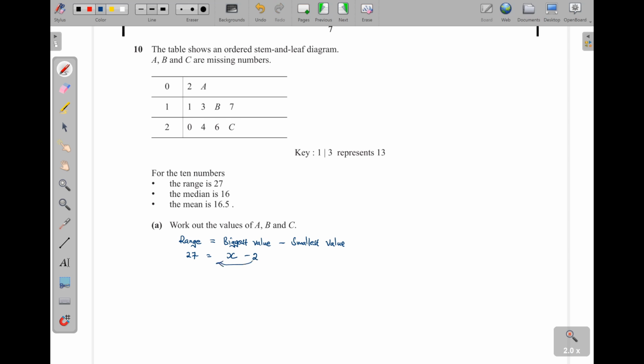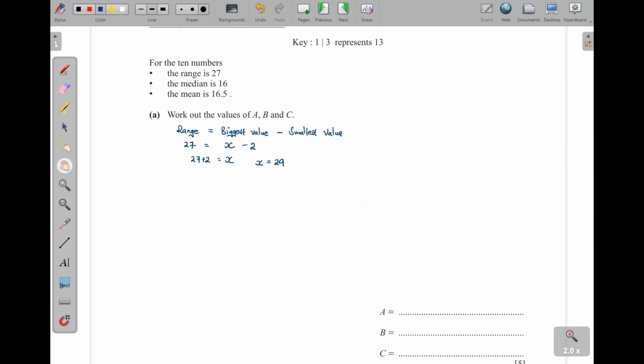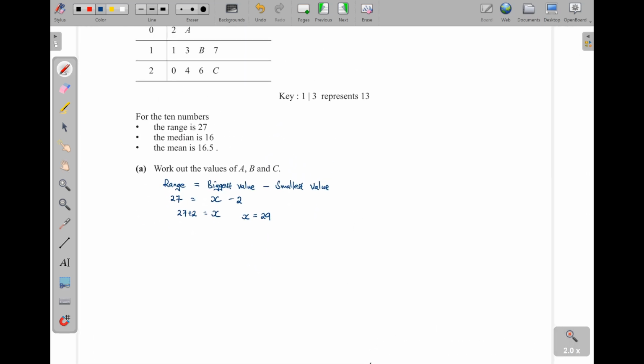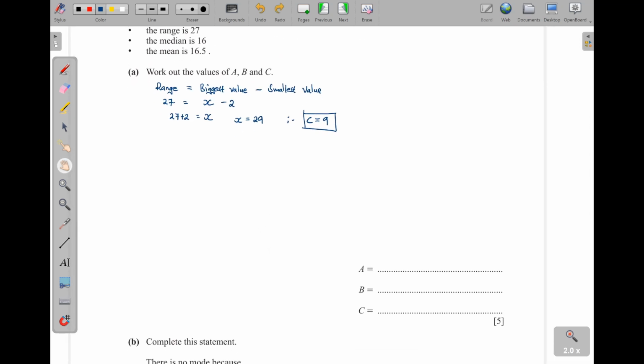So take this one here. That simply implies that X shall be equal to 27 plus 2. That will be the X. So which gives us 29. Okay? So that simply implies that C is a 9. Not 29, it is just a figure like these ones here. So C is 9.